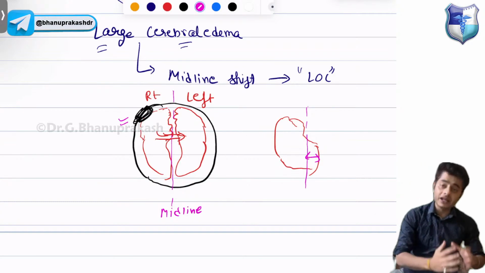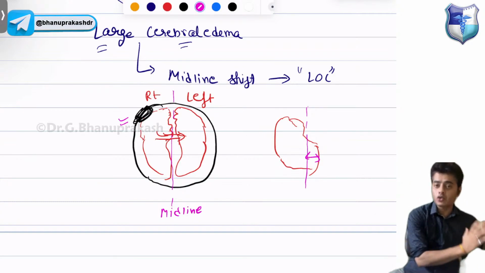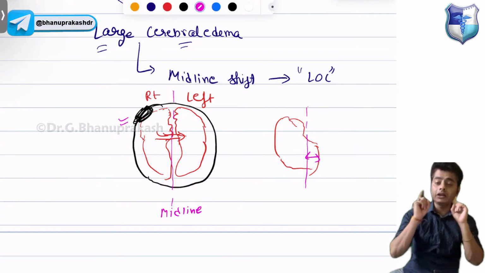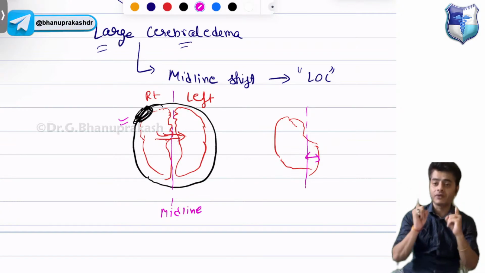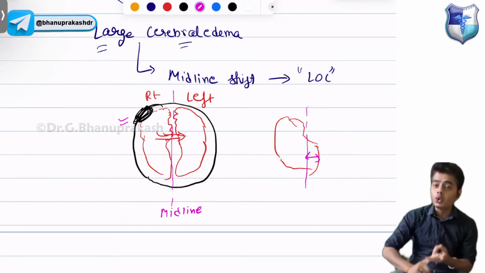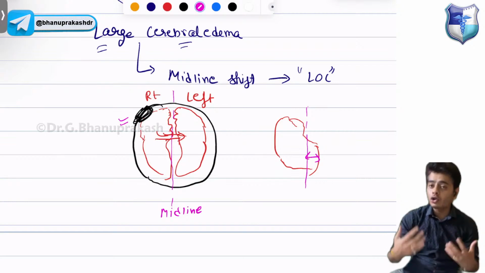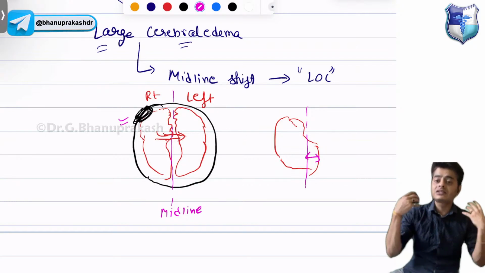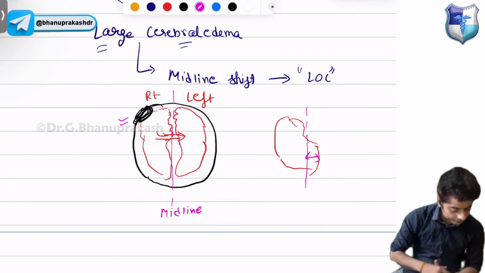So if there is a patient who is in coma due to a unilateral damage of a cerebral hemisphere, he can only be in coma due to damage of a unilateral cerebral hemisphere when there is a large cerebral edema doing midline shift. And we all know from the last lecture that midline shift is also known as subfalcine herniation.